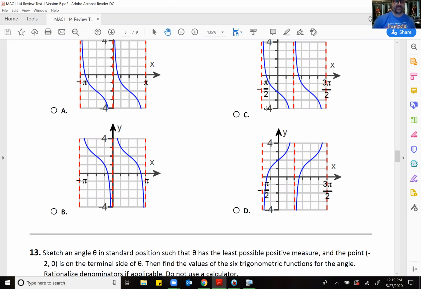All right. So there, that ends graphing. Let's get out of graphing. Done with graphing. All right.